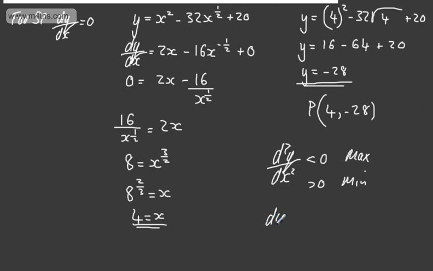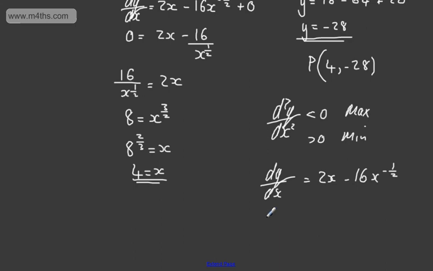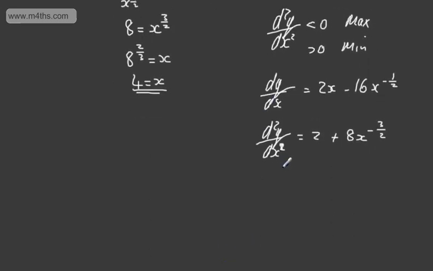So what I'm going to do is write dy by dx is equal to 2x minus 16x to the minus half. So to find the second derivative, we need to differentiate both sides of the equation again with respect to x. So on the left hand side, we've got d2y by dx squared. Differentiating 2x with respect to x will give me 2. I need to differentiate minus 16x to the minus 1/2. So I multiply down. That's going to give me plus 8x, and we drop the power by 1, which is minus 3/2.